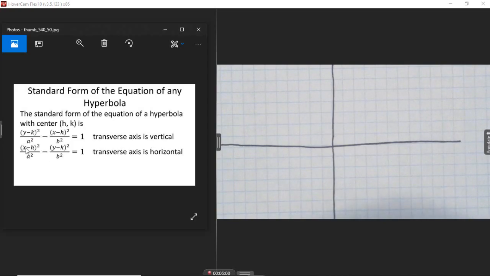So you got x, blah, blah, and then minus y, blah, blah, blah, right? Notice they're flipped. So y here, x here, x here. So whatever's first determines if it's vertical or horizontal. If x is first, the transverse axis is going to be horizontal. If y is first, again, we're subtracting, then the transverse axis will be vertical. That's super important moving forward.